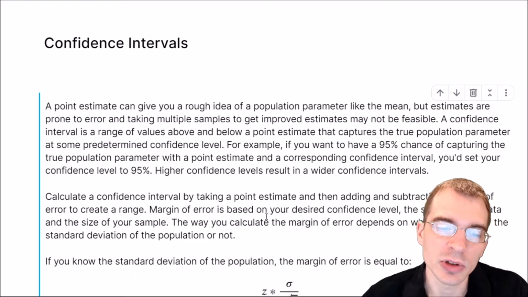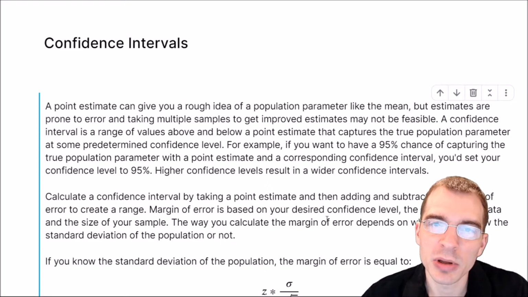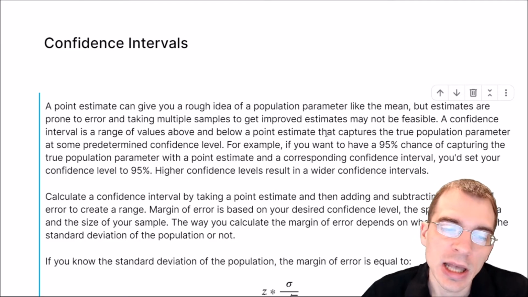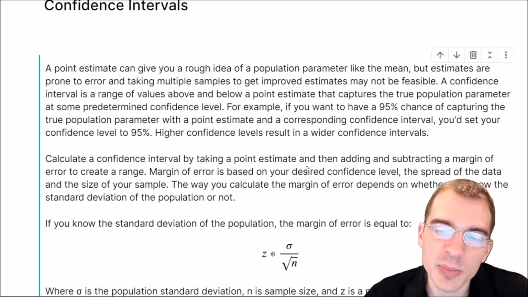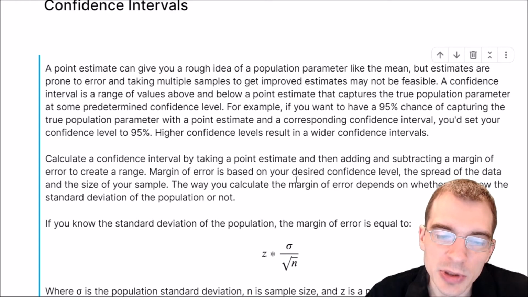A confidence interval is a range of values above and below a point estimate that captures the true population parameter at some predetermined confidence level. For example, if you want to have a 95% chance of capturing the true population parameter with a point estimate and a corresponding confidence interval, you'd set your confidence level to 95%. Higher confidence levels result in wider confidence intervals, basically casting a bigger net around the sample mean you take that makes it more likely to capture the true population parameter.